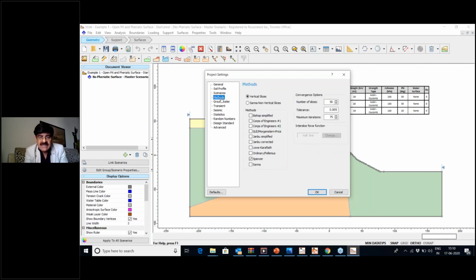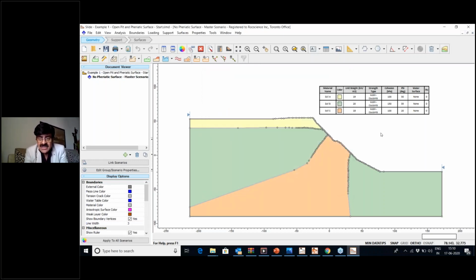And the method that we're going to use for this analysis, out of the several methods available, we'll use only one so that the analysis is done faster. Of course, you can choose one or many other methods and compare the factor of safety. So we'll use Spencer just for an example. I'm not going to change anything, so I'll cancel this. And so let's run this analysis without any water surface. As you can see, there's no water surface applied as such for now. So let's run the analysis and see the results.